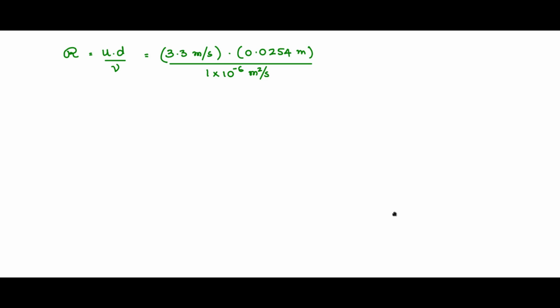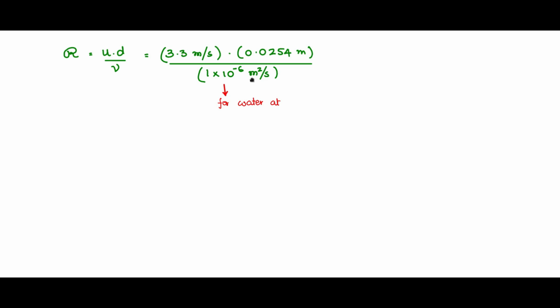Next, let us find the Reynolds number, which is given by UD by nu. So 3.3 meter per second into d, which is 0.0254 meters, divided by nu, which is 1 into 10 to the power of minus 6 meter square per second. So for this Reynolds number, we have used this term nu, which is the kinematic viscosity. This kinematic viscosity for water is a function of temperature. For different temperatures you have different viscosity.